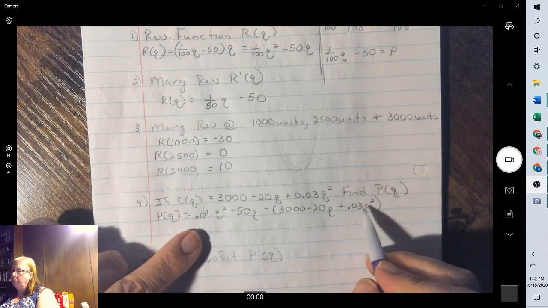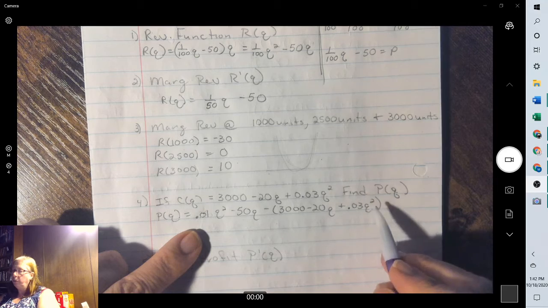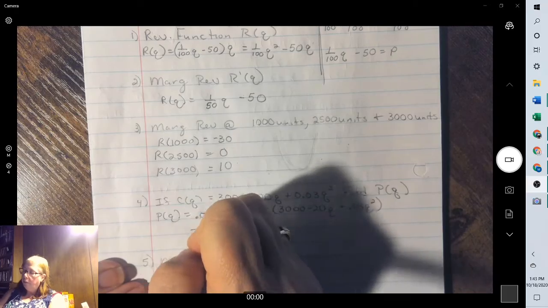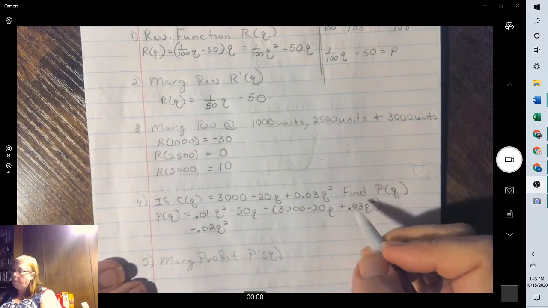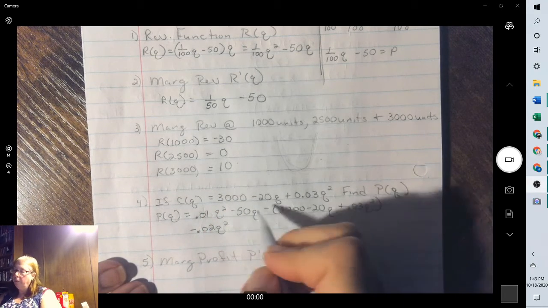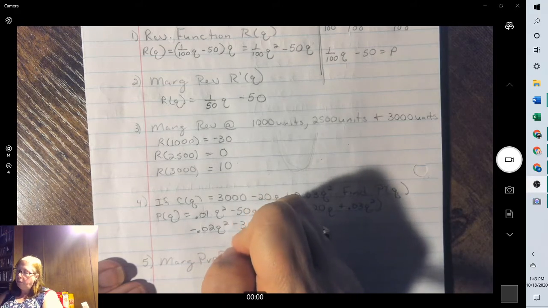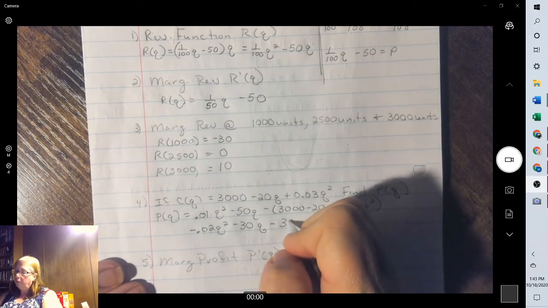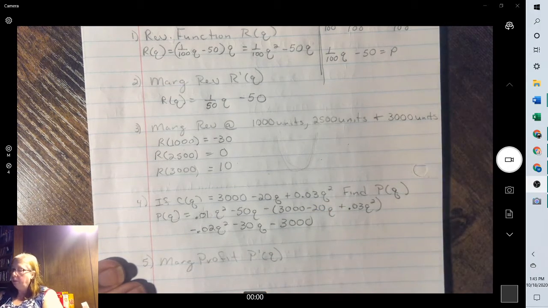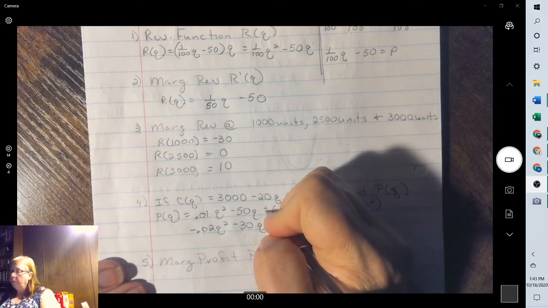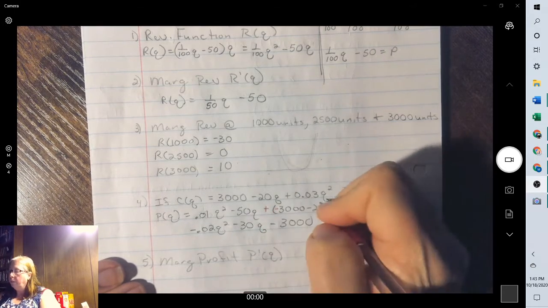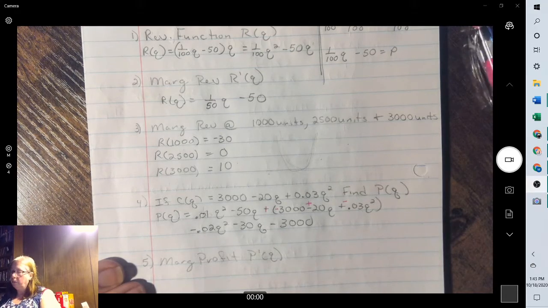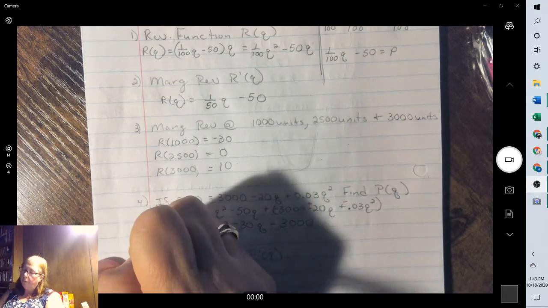When we combine these, remember this negative has to distribute through. So 0.01 minus 0.03 is a negative 0.02 Q squared. This becomes positive, and this negative is a minus 30Q minus 3,000, because this negative distributes and makes this one negative, this one positive, and this one negative. So this is our profit function.